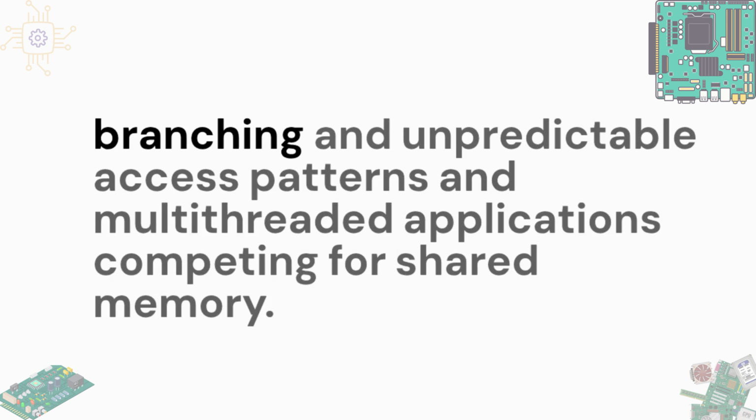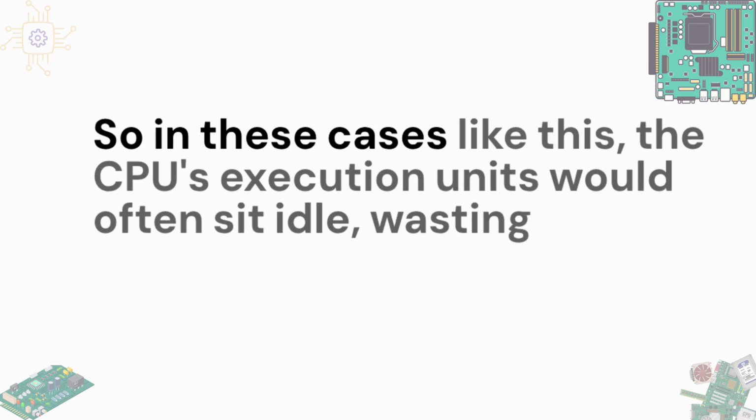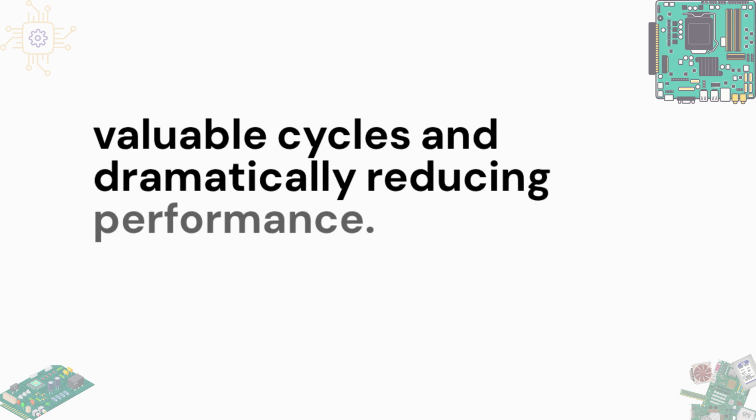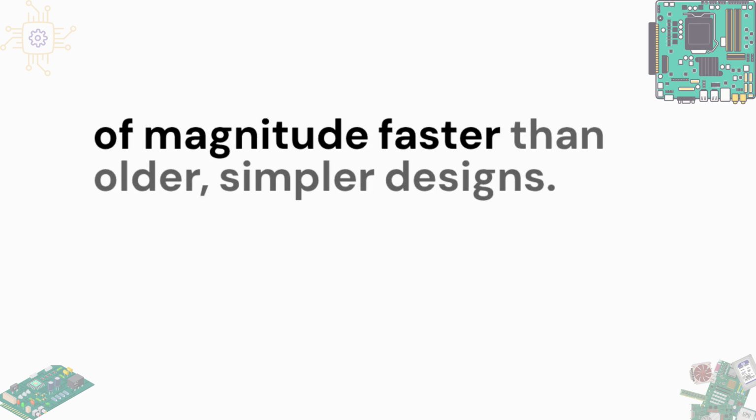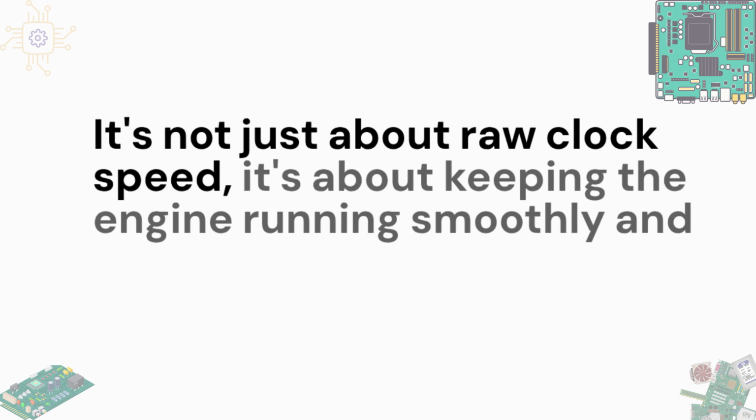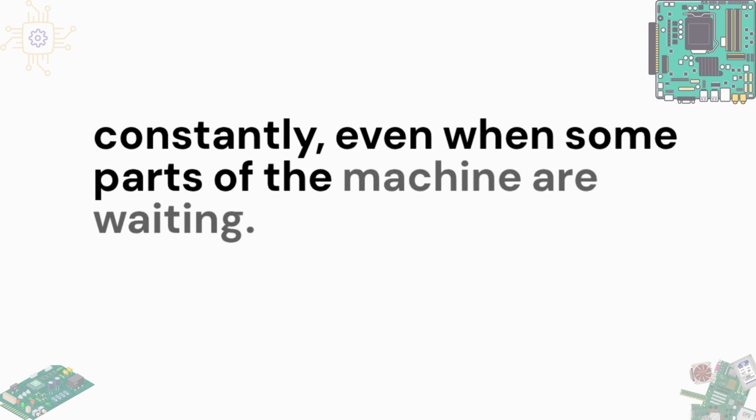Code with lots of branching and unpredictable access patterns, and multi-threaded applications competing for shared memory. So in cases like this, the CPU's execution units would often sit idle, wasting valuable cycles and dramatically reducing performance. So I think we understand now that out-of-order execution is one of the key reasons that modern processors are orders of magnitude faster than older, simpler designs. It's not just about raw clock speed. It's about keeping the engine running smoothly and constantly, even when some parts of the machine are waiting.